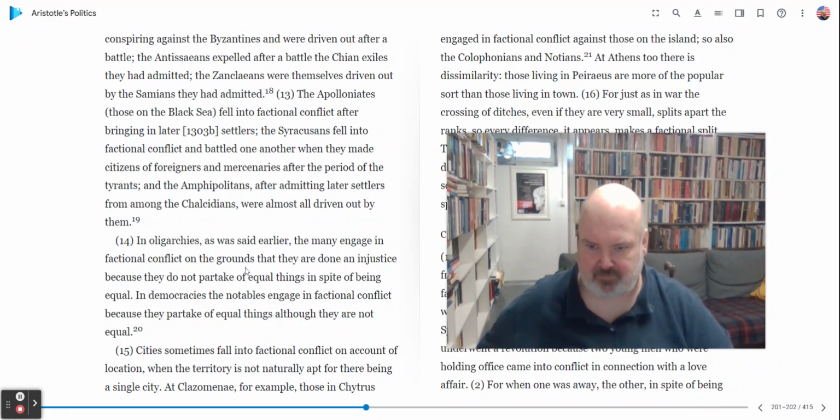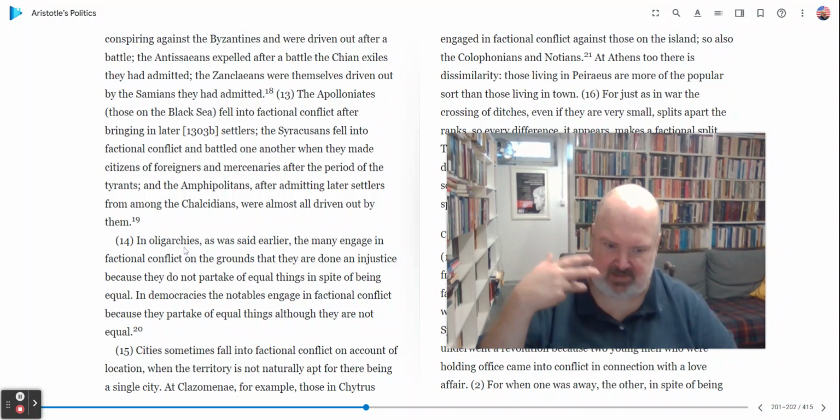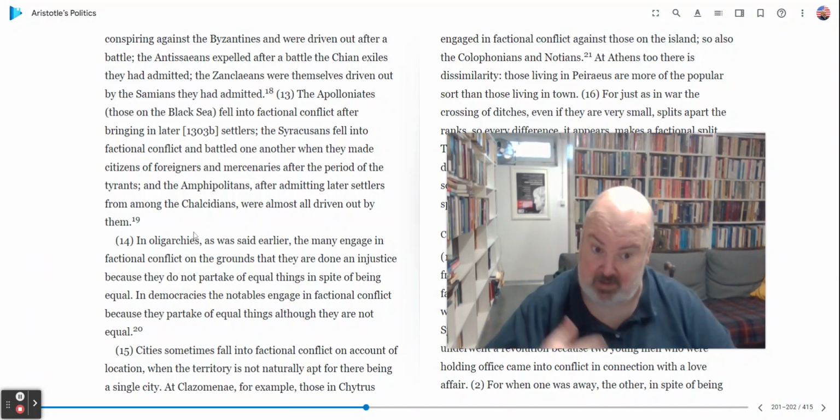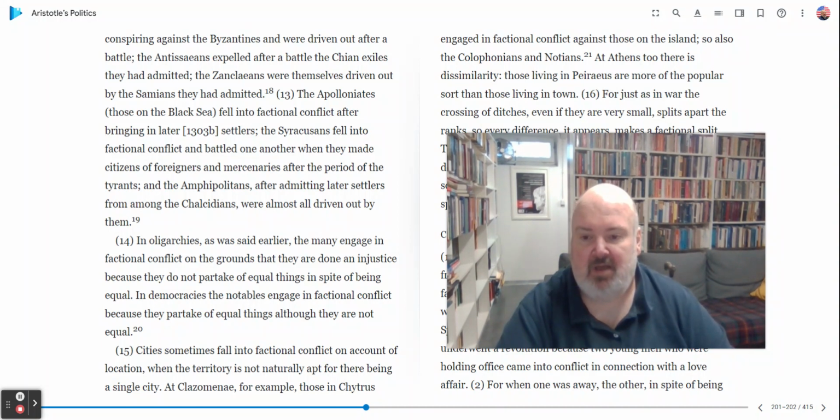So again, these are examples. In oligarchies, in other words, those are the similarities. Now, in oligarchies, as was said earlier, many engage in factional conflict on the grounds that they are done an injustice because they do not partake of equal things in spite of being equal. In democracies, the notables engage in factional conflict because they partake of equal things, although they're not equal.